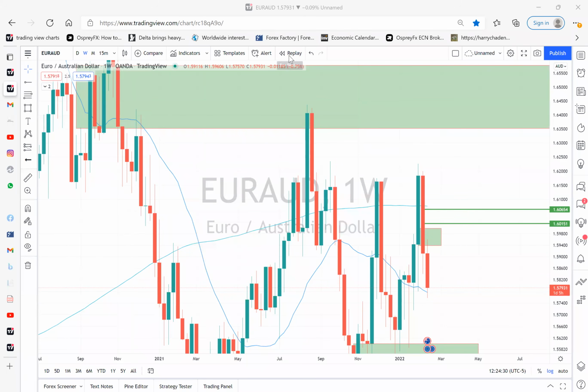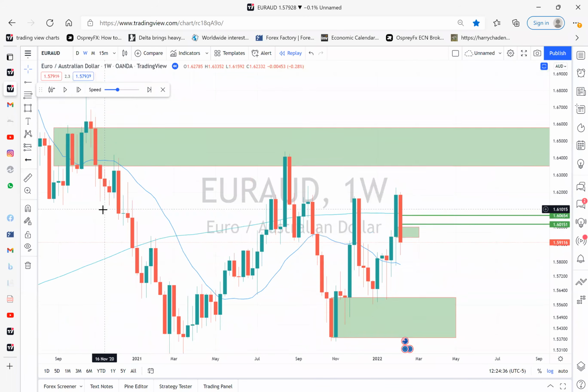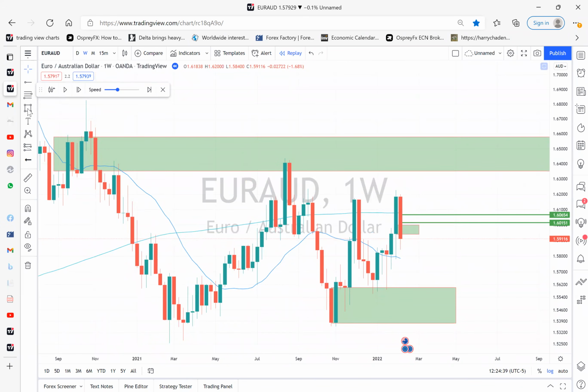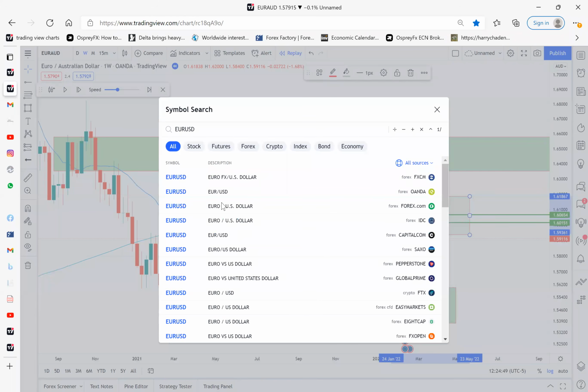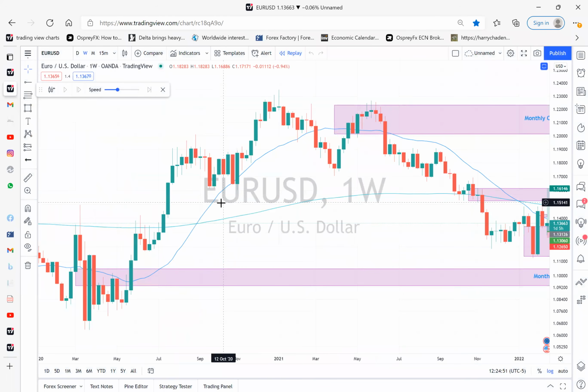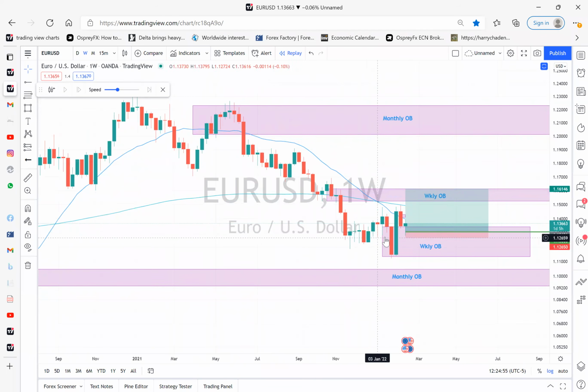JPY. Which one? This is one of them. This is one of the trades that I took at the beginning of the week. This is another trade that I took at the beginning of the week.